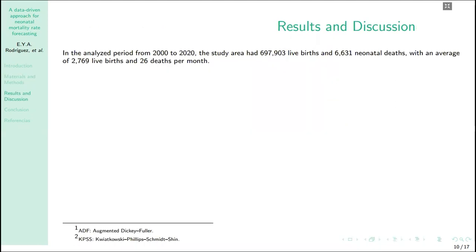In the analyzed period from 2000 to 2020, the study area had 697,903 live births and 6,631 neonatal deaths, with an average of 2,769 live births and 26 deaths per month.